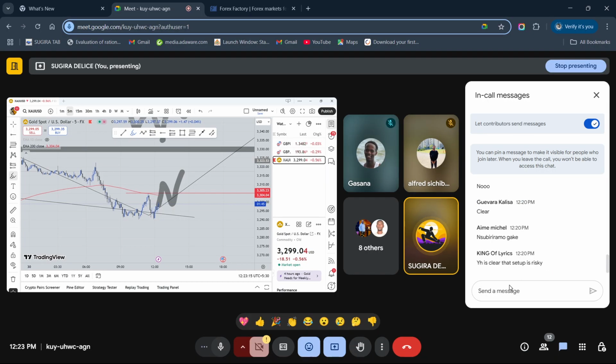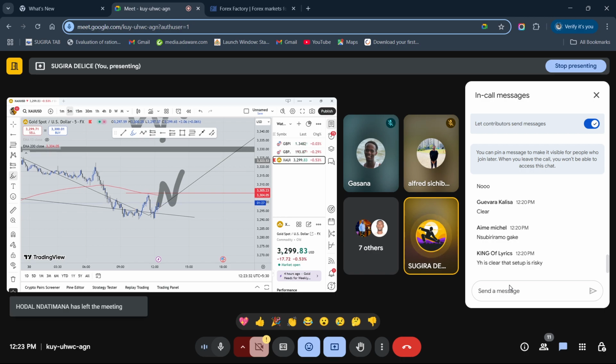Is it clear now? Yeah, it's clear. That setup is clear. Seriously, you can't just take it whereas the market hasn't yet given you a clear rejection, and for you to confirm a clear rejection, it has to come from the market structure.